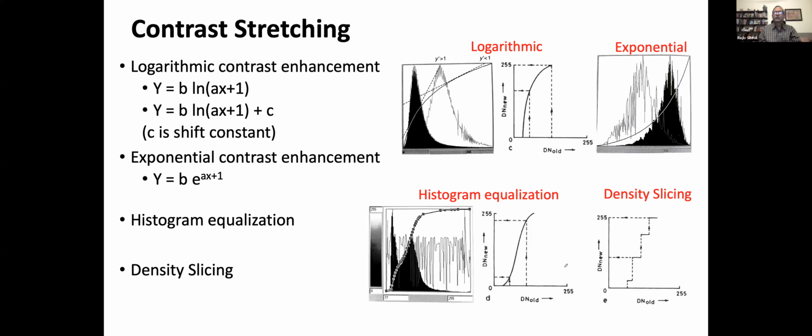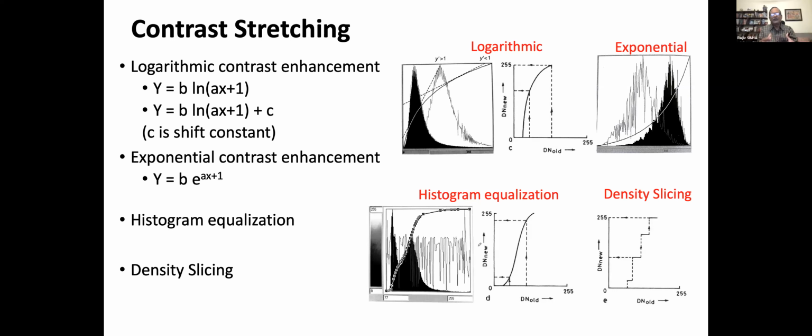And there are some more contrast stretching methods. There is logarithmic stretching, which is useful for differentially enhancing the low values and the high values. There is exponential contrast enhancement. There is histogram equalization, for example. In this technique, the new image will have a very uniform density of pixels. Therefore, the DN values will become equally frequent.